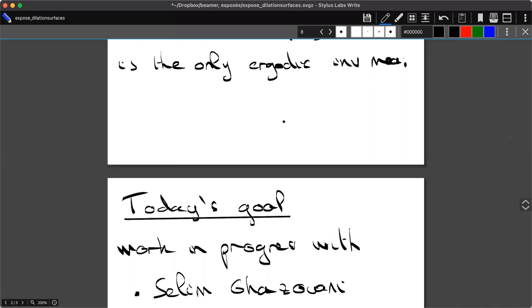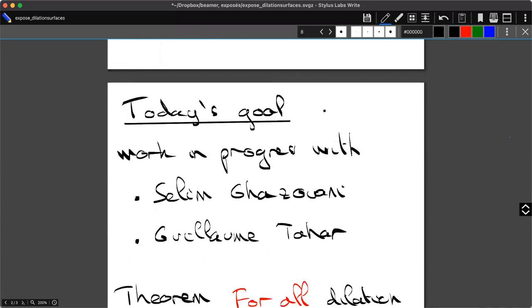So now I'll conclude this presentation by just speaking a bit of what we are doing at the moment. This is first a work in progress because it's not completely written, not completely done yet. With Selim Ghazouani, who may be here, and Guillaume Tahar, who is in Israel, and Selim Ghazouani, who is in Orsay this year.